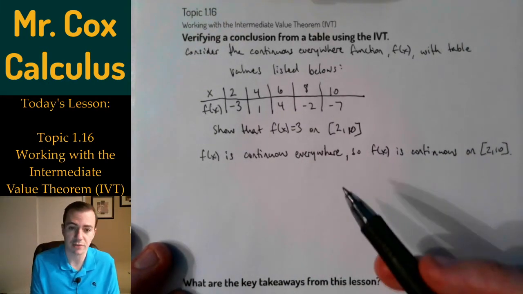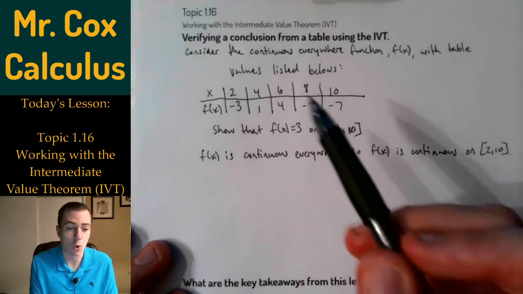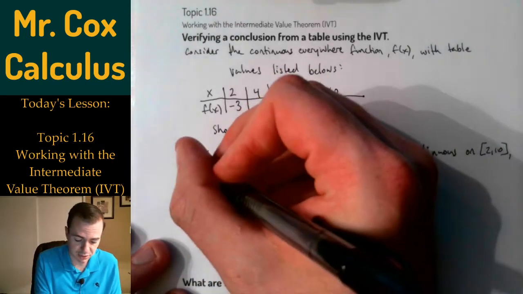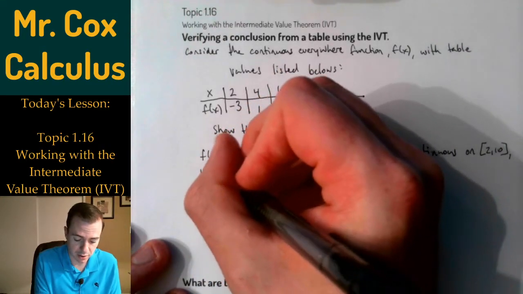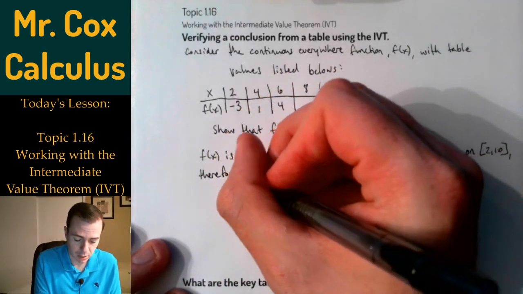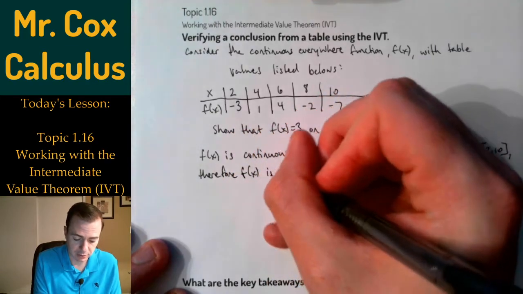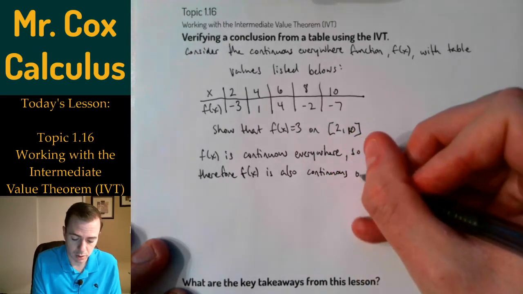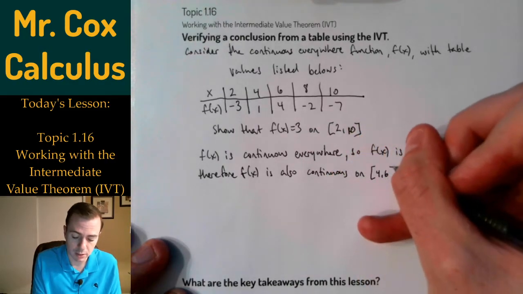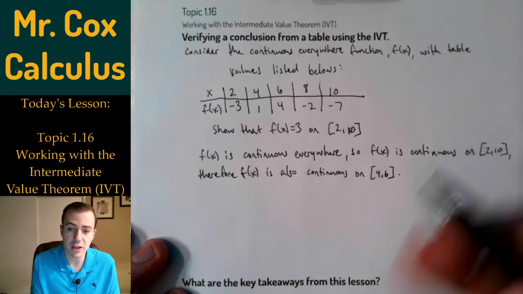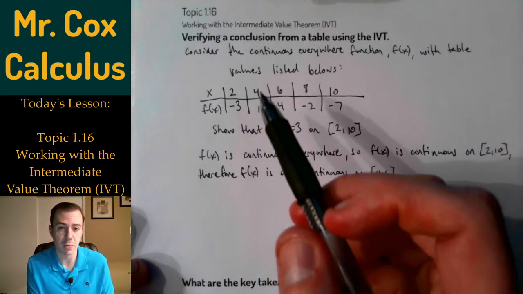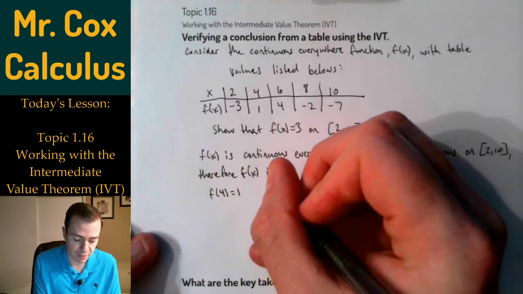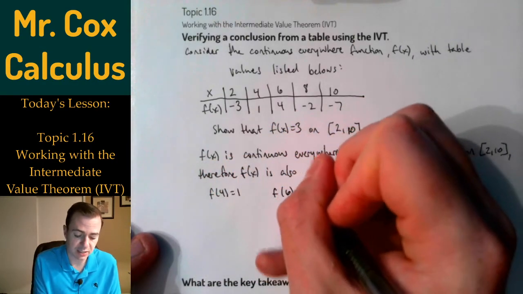But let's look at the function from 4 to 6. We just said it's continuous on 2 to 10, and so we can also say, therefore, f of x is also continuous on the closed interval from 4 to 6. And those are the values I'm going to use for my next part, because remember, I have to say that f of 4 is equal to 1, and f of 6 is equal to 4.